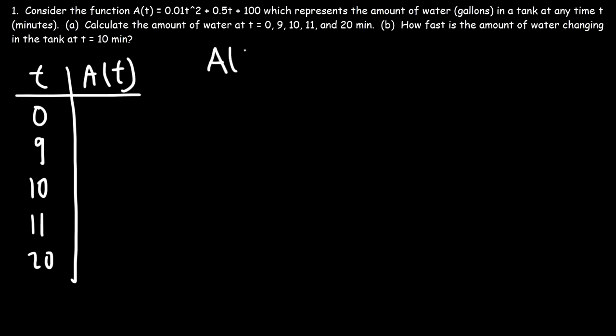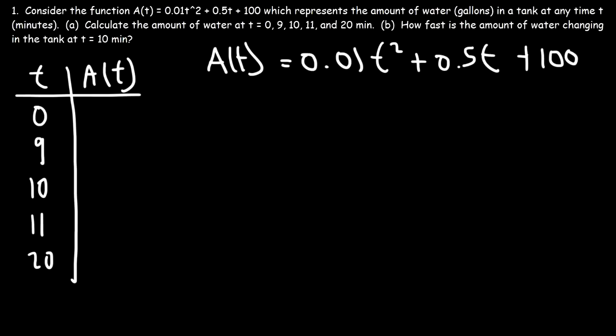And so here is our original function. It's 0.01t squared plus 0.5t plus 100. So let's go ahead and plug in 0. If we plug in 0, it's going to give us this value, which is 100. Now, if we plug in 9, it's going to give us 105.31. Now let's plug in 10.